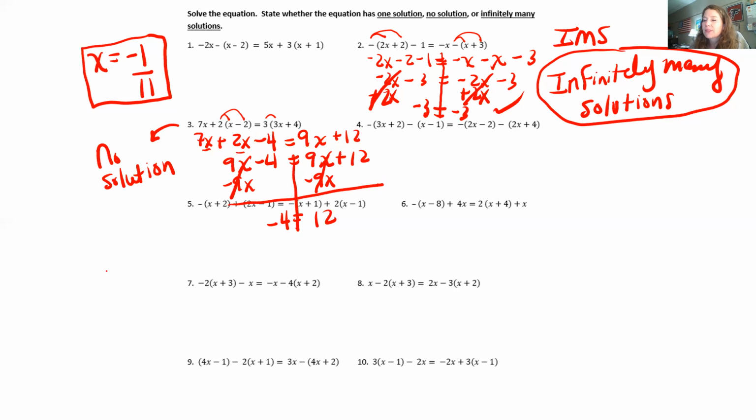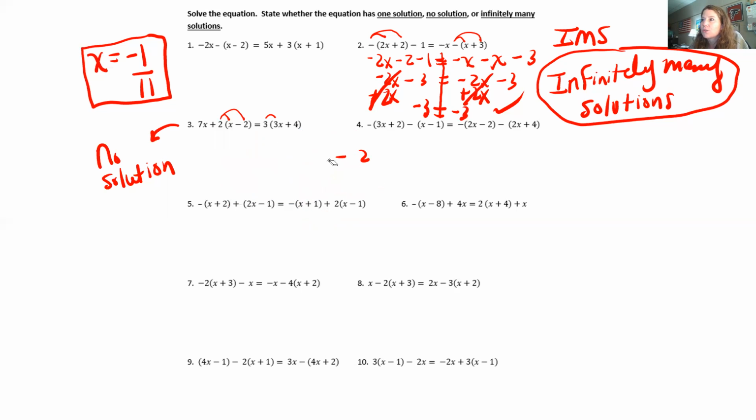No solution. So number 1 had exactly one solution. Number 2 had an infinite number of solutions. And number 3 has no solutions. So this would be a great place for you to stop and try these on your own. Number 4, I'm going to distribute those negative signs. I'm going to distribute it and I get -3x minus 2 minus x plus 1 equals -2x plus 2 minus 2x minus 4.